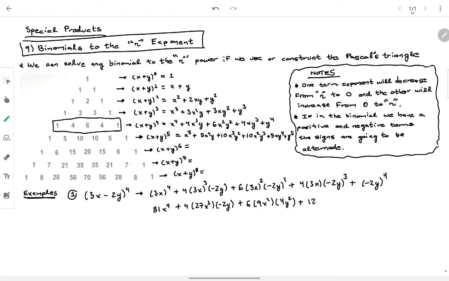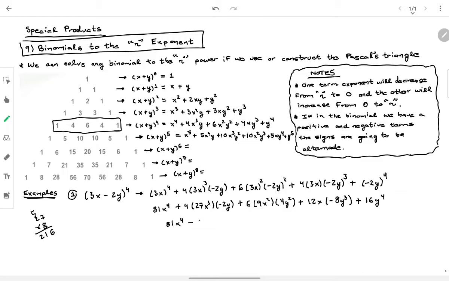we can put 12x multiplied by minus 2 times minus 2 times minus 2, which is negative, 8y to the third. And then 2 times 2 times 2 times 2 is going to be positive, because remember, a negative to an even power is positive, and it's 16y to the fourth. So our final answer is going to be 81x to the fourth minus 27 multiplied by 8.